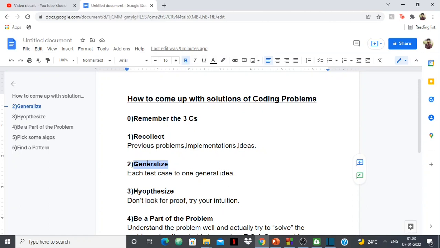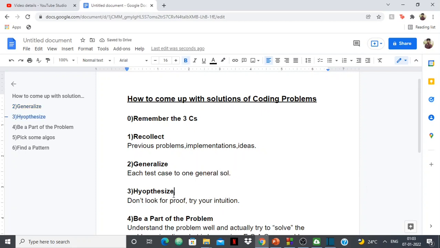From each test case try to grab something, like there's this test case, there's this corner case, there's this test case. Work with a lot of test cases, and then finally from those test cases generalize a particular solution that will work for all of the test cases. So this is basically using test cases to your advantage. Create different test cases, and from that try to find one general idea, or I should say one general solution.